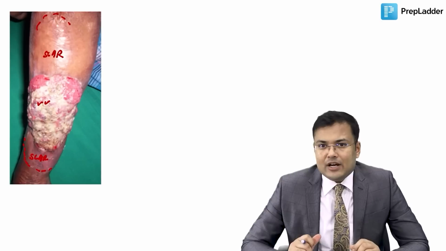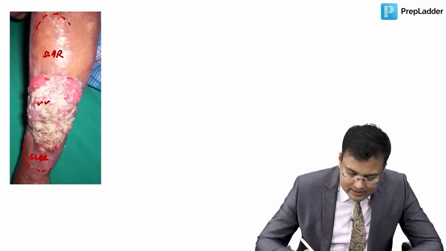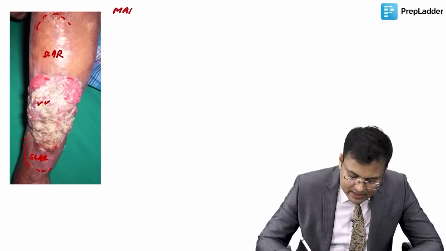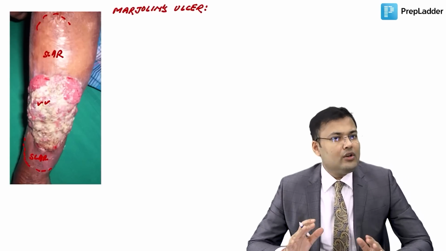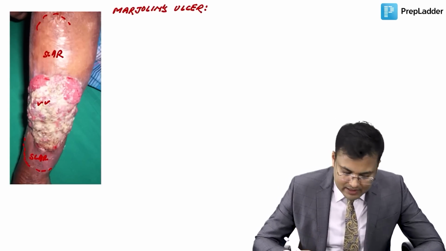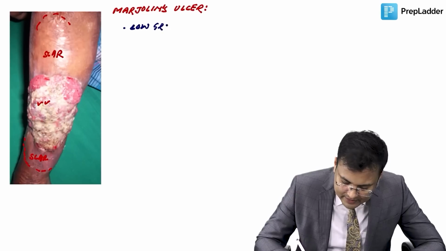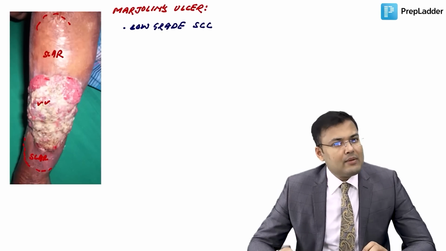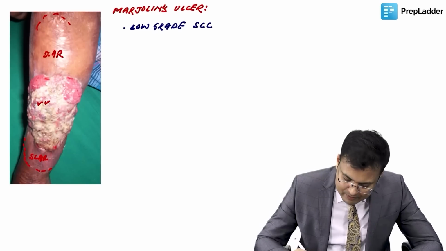So what is this kind of ulcer? This is Marjolin's ulcer. The diagnosis is Marjolin's ulcer. This is frequently asked in exams. And you know that Marjolin's ulcer is a low-grade squamous cell carcinoma, and it arises from a long-standing scar or chronic benign ulcer.